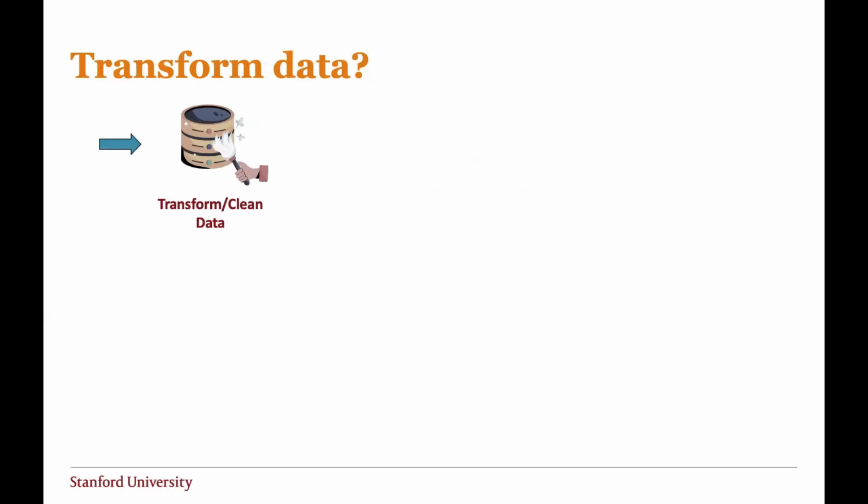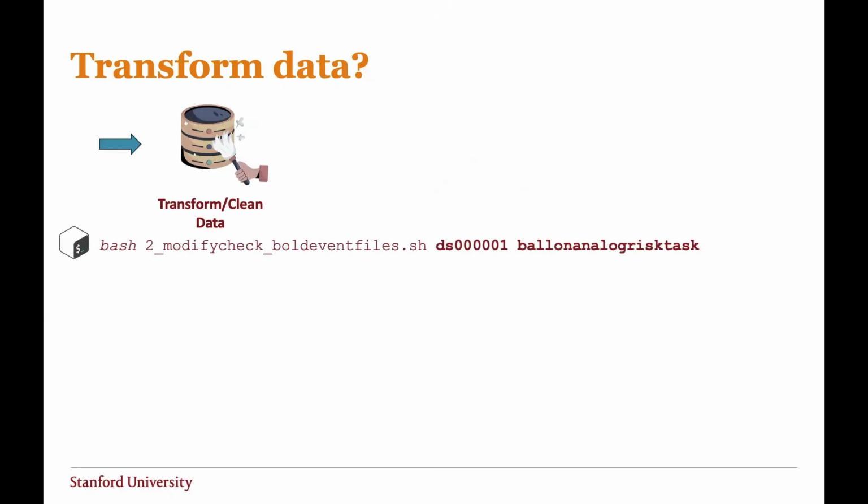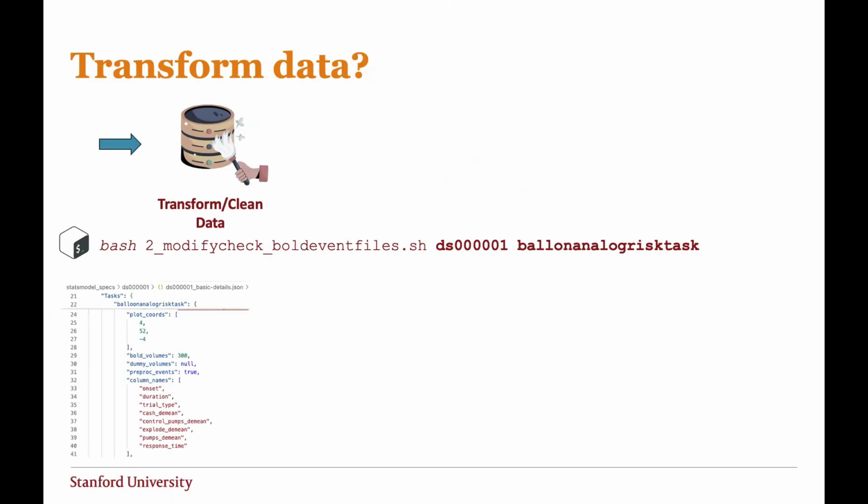So from here, you go into the data transformation stage. Again, it's just a script that you run per data set and task. When the download script runs, it creates this data-specific basic details JSON file, which is just easier to read.